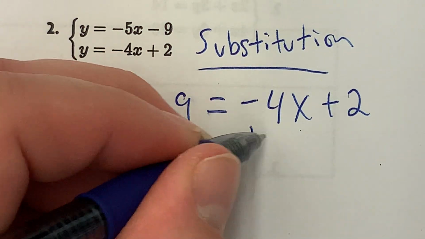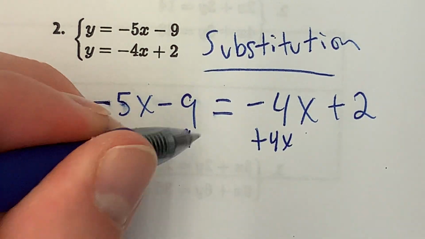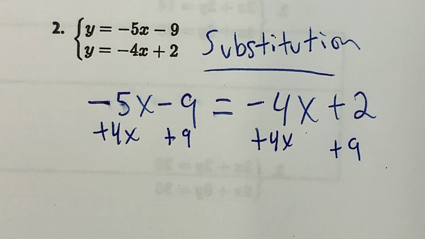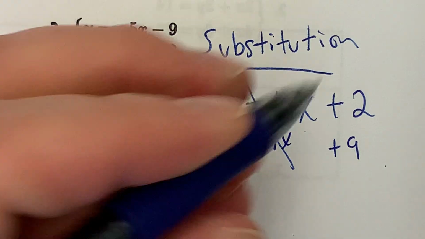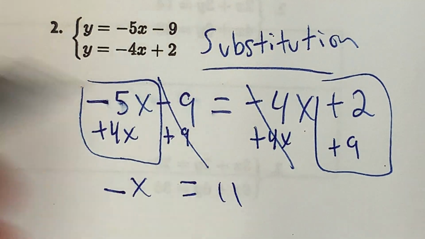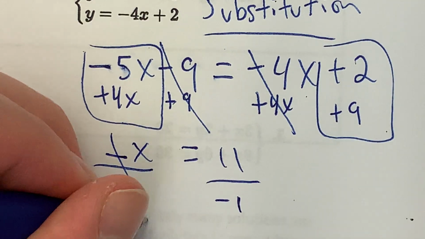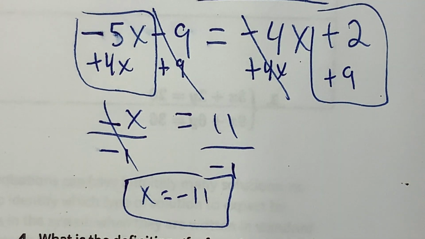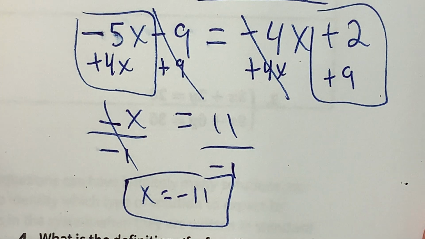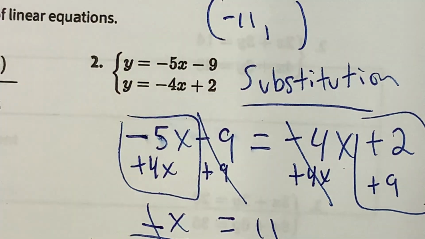So we're going to add 4x to both sides, and we're going to add 9. These cancel. This is negative x. That's 11. And then we divide negative 1 on both sides. X equals negative 11. And that's only half our answer, right? The solution. Negative 11, comma, we still need the y.